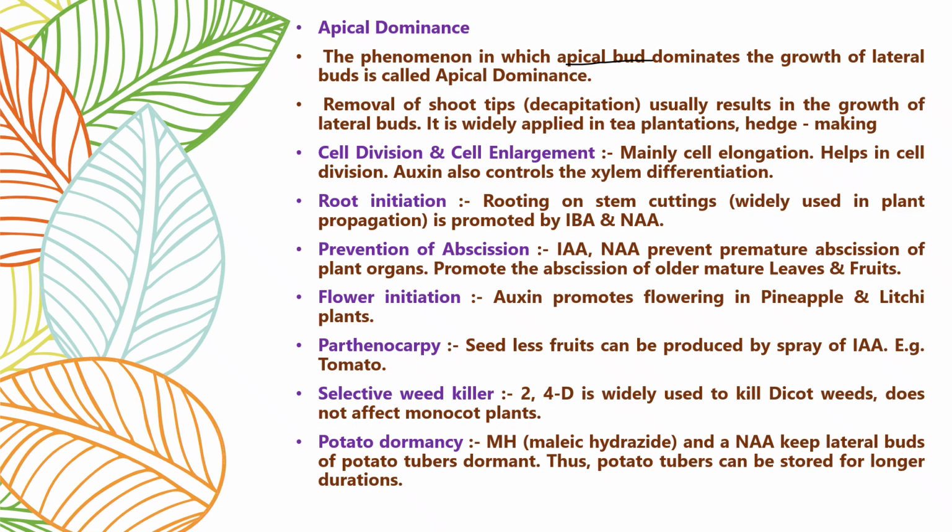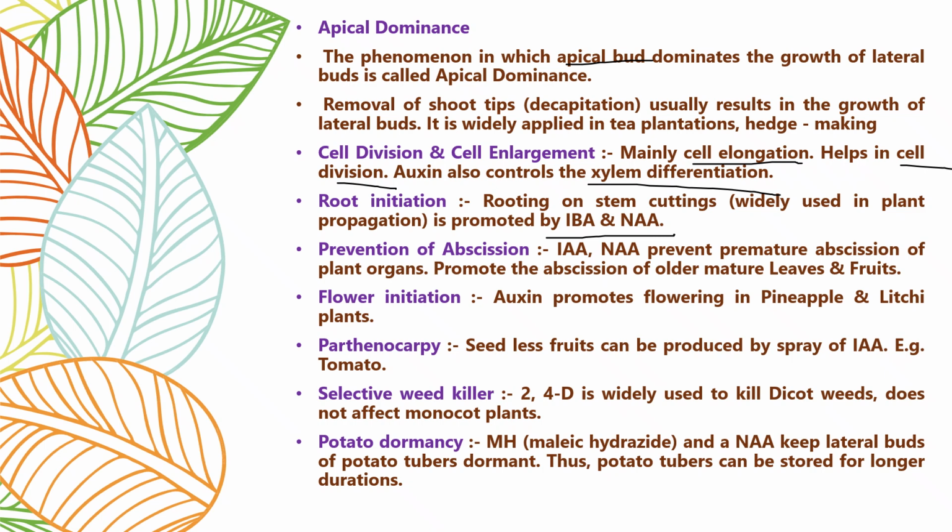Next function is cell division and cell enlargement. What auxin does is it elongates the cell, it helps the cell to divide, and it also controls the xylem differentiation. Auxin also promotes development of roots. It is promoted by IBA and NAA.